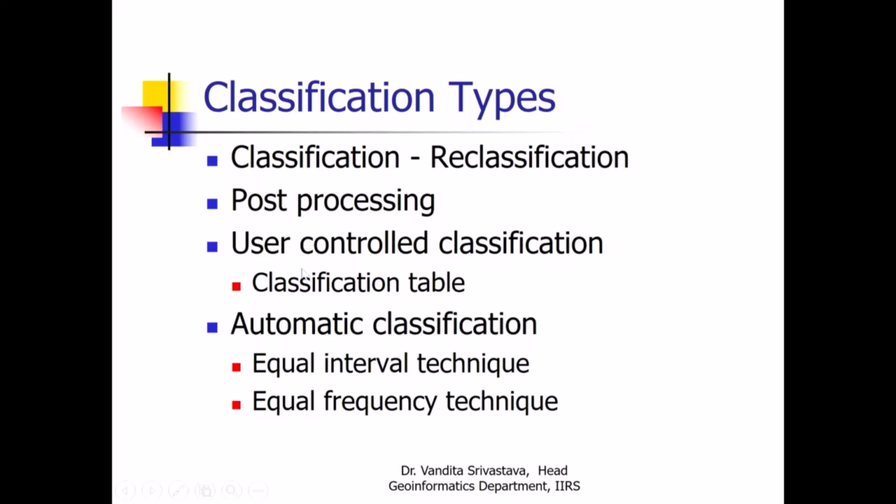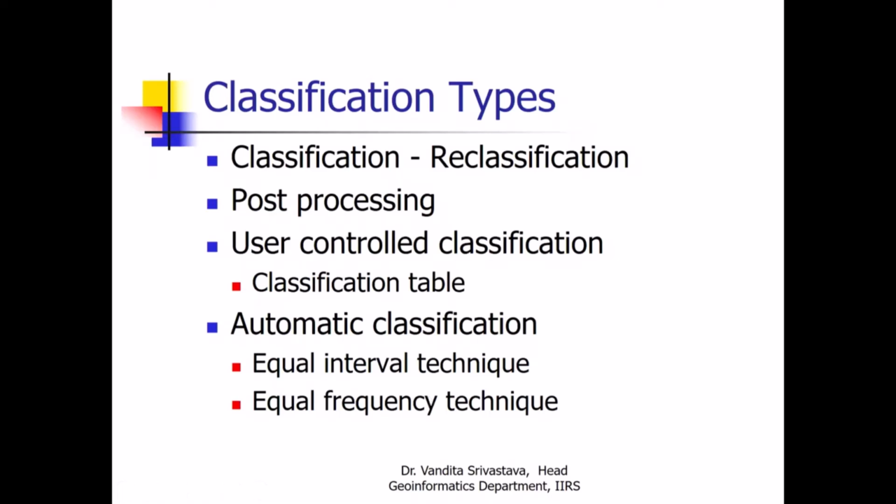And the classification methods, as I said, are of two types. The user controlled classification, wherein the classification table is decided by the user, while in automatic classification, the user only tells the number of classes in the input and the output, and the algorithm decides the classification table. So there are two methods, equal interval and equal frequency classification. This is nothing new. Those who have studied up to 10th class would have studied equal frequency and equal interval classification in very basic statistics classes.